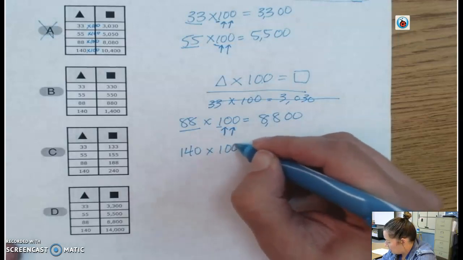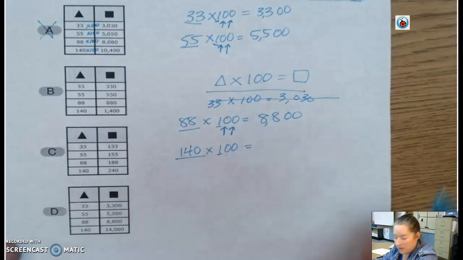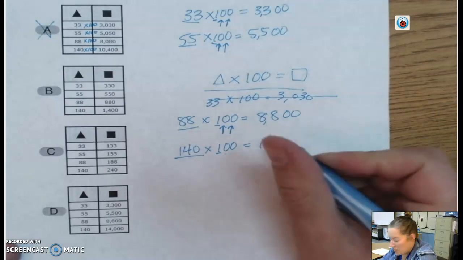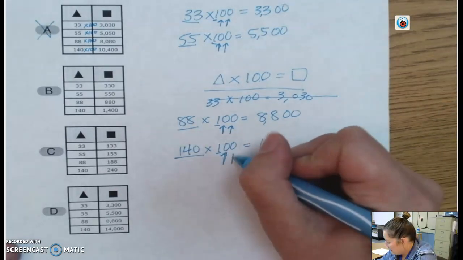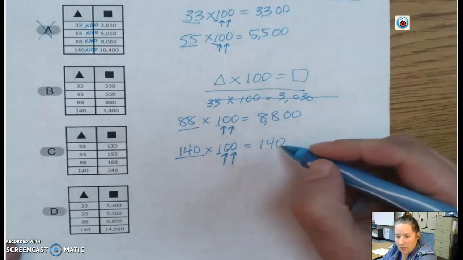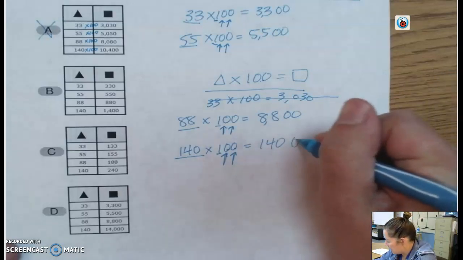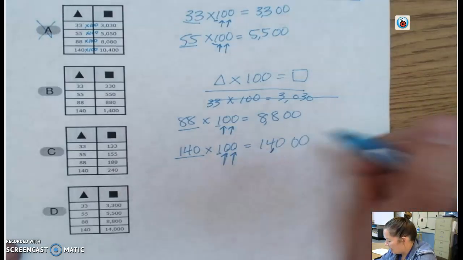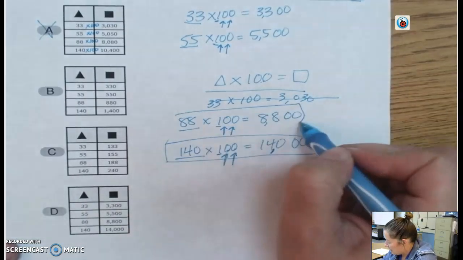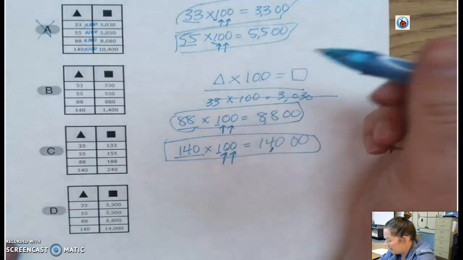140 times 100. This one's tricky. Look, 140 times 1 is still 140. Now, I already have a 0 there, but that one doesn't count. I still need to add 2 additional zeros. So this 0 in 140 is not part of the 2 extra ones I need to add. So I add 2 extra ones, and I get 14,000. So I'm looking for these numbers in my chart because I have multiplied each of them by 100.